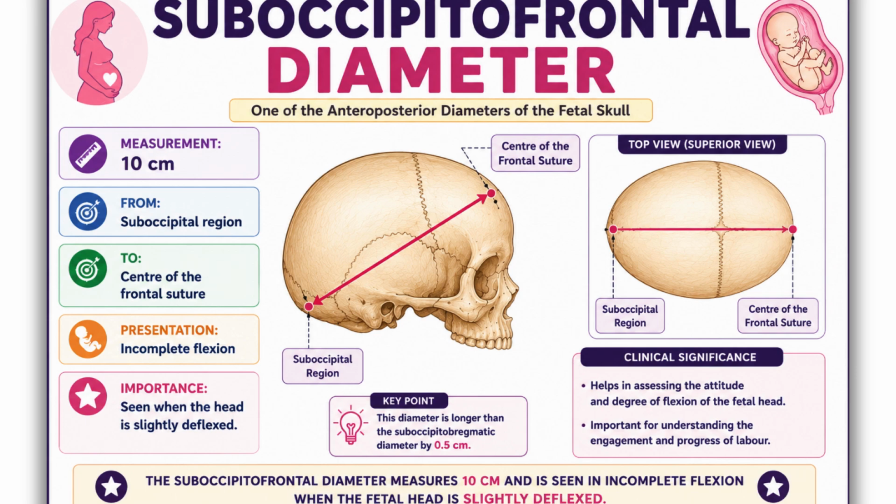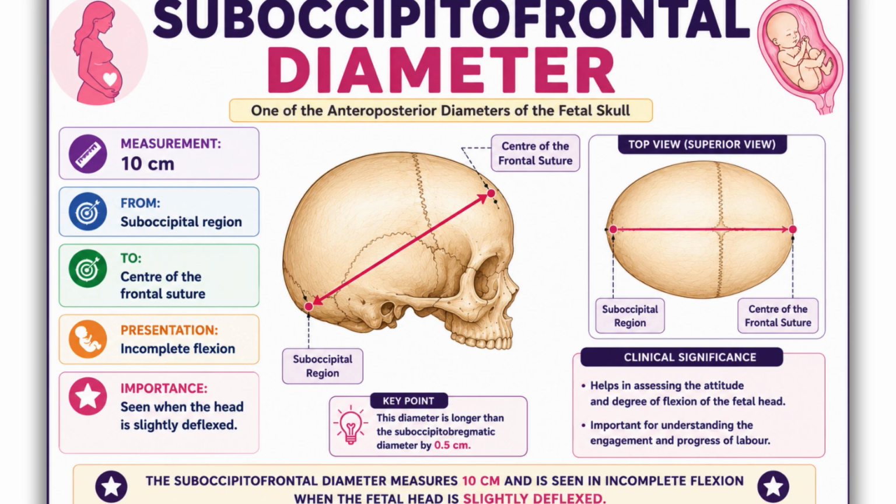2. Suboccipitofrontal diameter. The suboccipitofrontal diameter measures 10 centimeters. It extends from the suboccipital region to the center of the frontal suture. This diameter is present when the fetal head is in incomplete flexion. It is usually seen when the head is slightly deflexed.